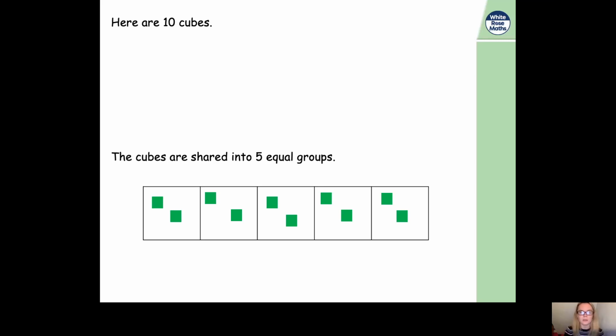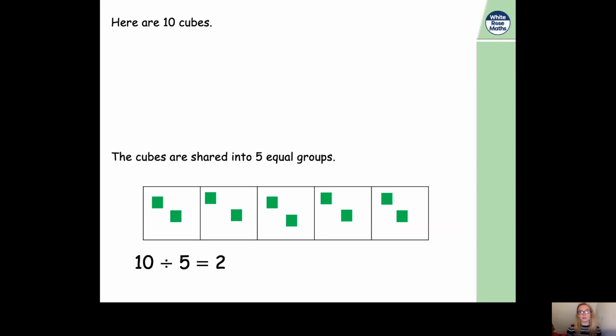Now, how many cubes have I got in each group? Well, I've got 2 in the first group, but if they're equal, there should be 2 in each group. So let's keep checking. 2 in the first, 2 in the second, 2 in the third, 2 in the fourth, and 2 in the fifth. There we go. So I can share my 10 cubes equally between 5 groups, because I've got 2 cubes in each group. And I can write the division number sentence 10 divided by 5 equals 2, because I have 10 objects and I've divided them, I've shared them into 5 groups, and it equals 2 because there are 2 cubes in each of my groups.